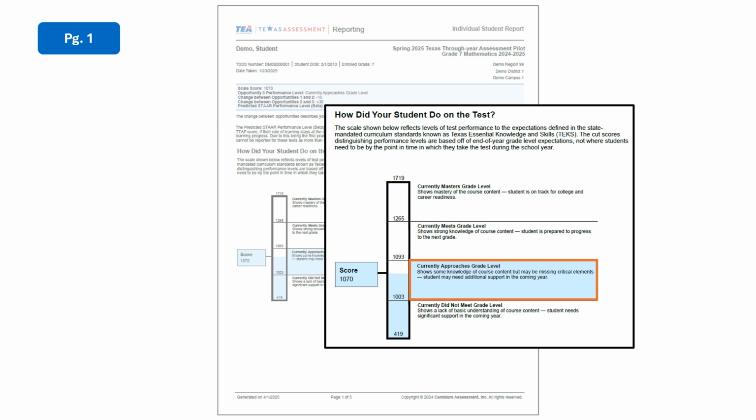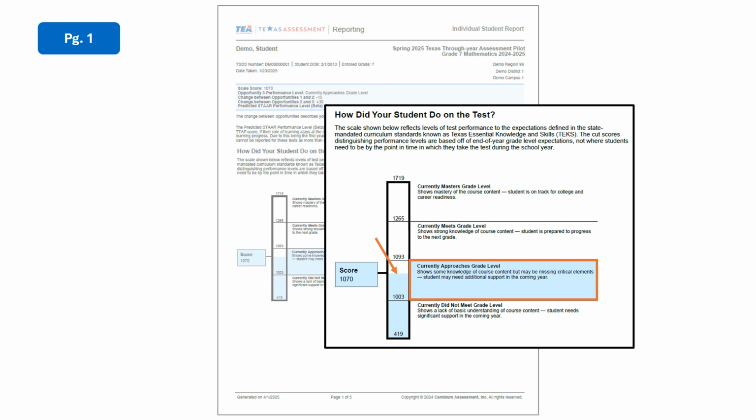There are 4 performance levels used with TTAP that are similar to what you typically see with STAR results. However, TTAP performance levels describe how students are performing at this specific point of the school year, which is why you see the word currently used here. There are short explanations to provide more information on each level.